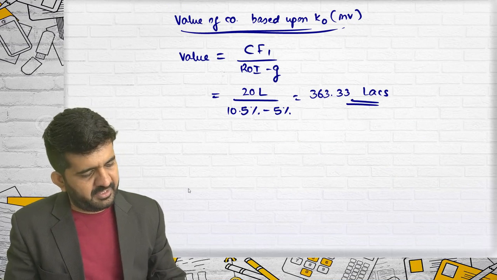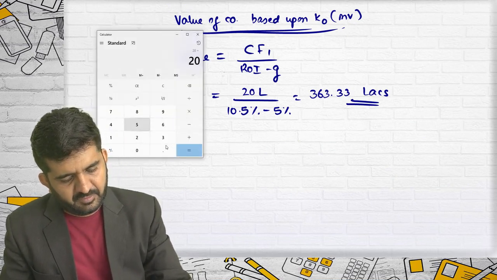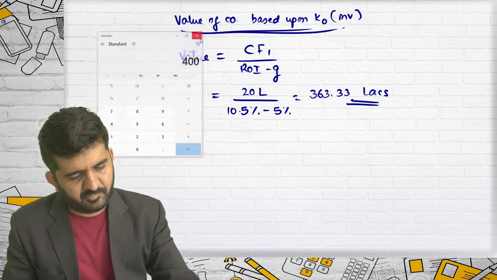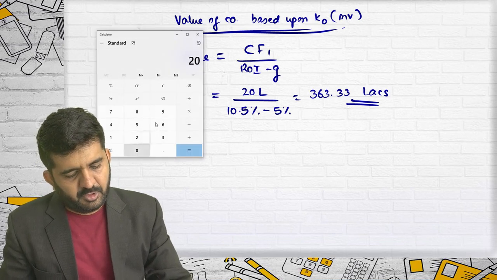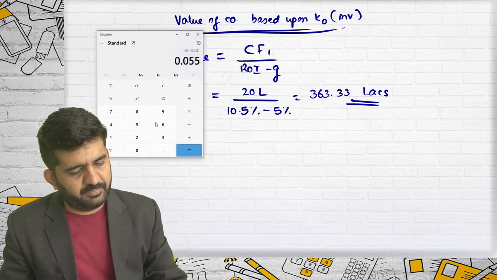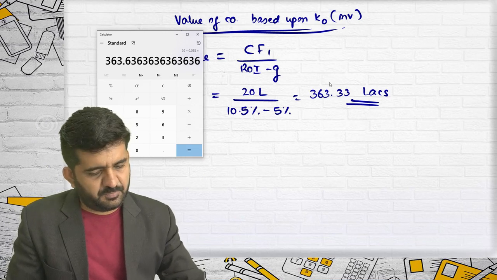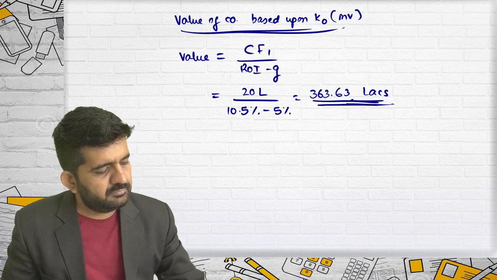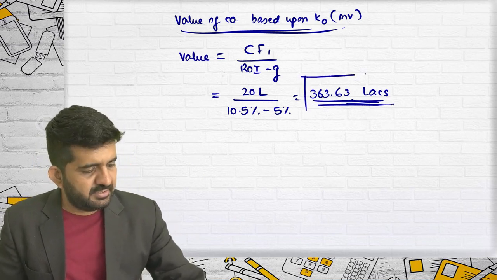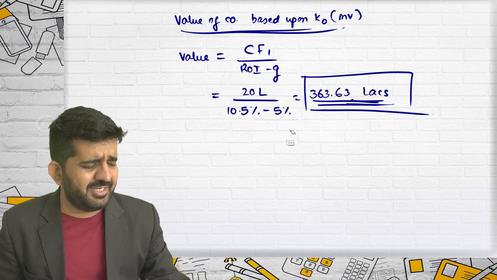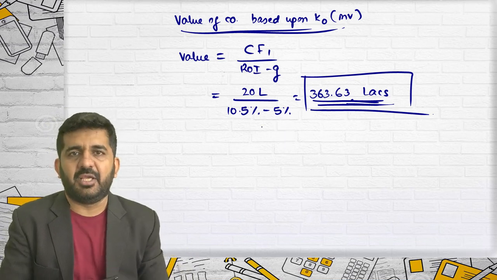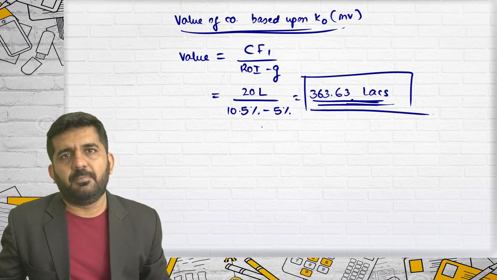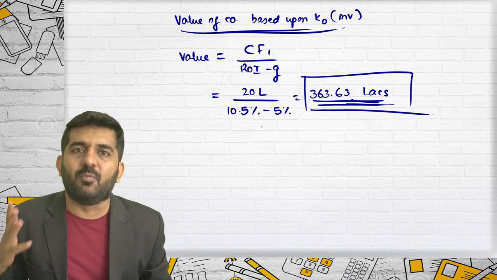It is 20 divided by 5.5%. It is 363.63. This is nothing but the correct value of, it cannot be told as the correct value of the company, but value of the company based upon a discount rate which is based upon market value and not book value weights.